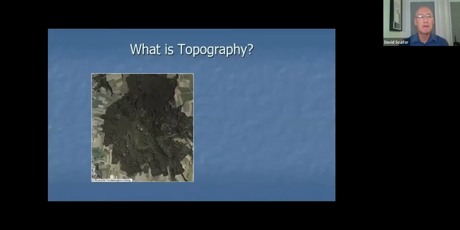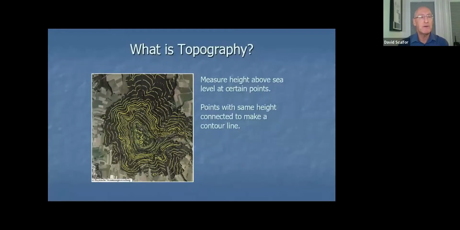So topography, as you probably remember from your O-level or GCSE geography, you can do a topographic map of this hill in Germany. So you measure the height above sea level at certain points, you then connect all the points of the same height to make a contour line. So you might just about be able to make out that down in the bottom left hand corner there's a contour line of 500 meters. So that marks the 500 meter line all the way around that hill, together with its hills and valleys.